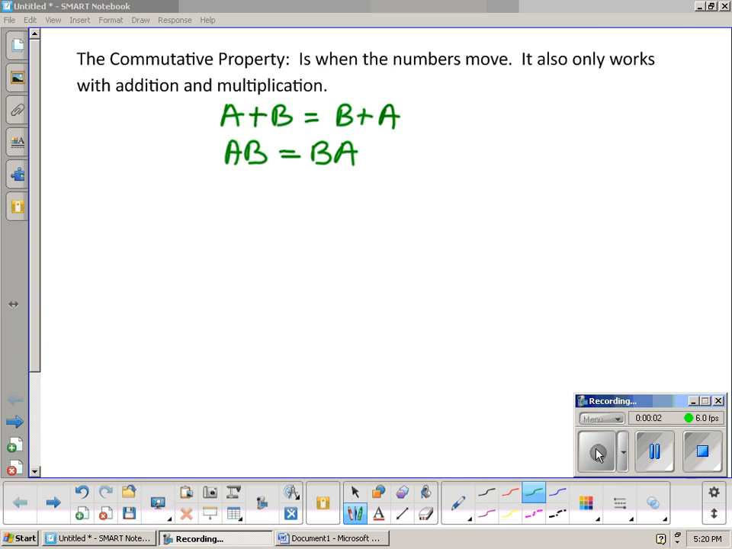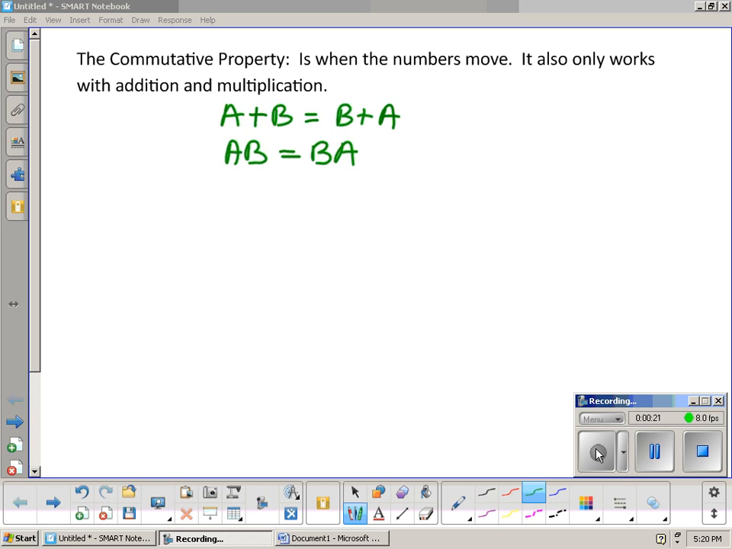All right, the next property I want to talk to you guys about is the commutative property. And I always say it incorrectly because I think it has an N in it instead of that first T. But the commutative property, the take-home thing you guys need to know is it's the property that allows you to move numbers. It's when the numbers move. So when you see those numbers moving, it's the commutative property.